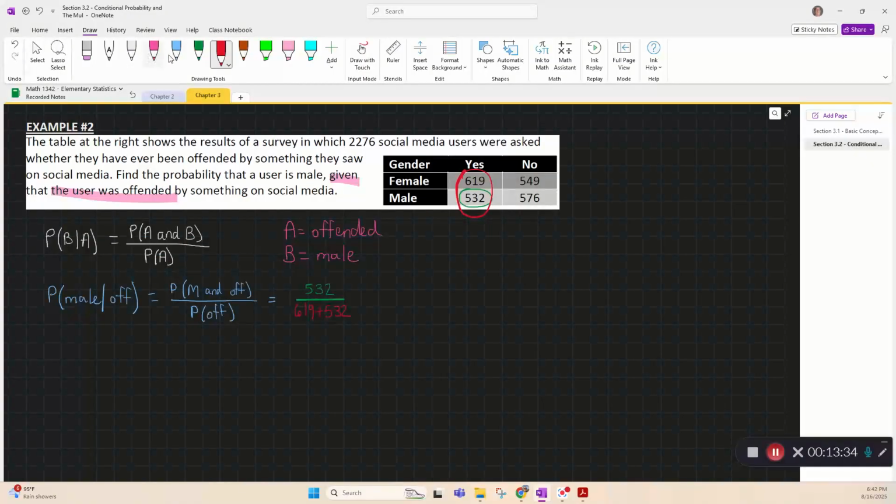There we go. Now we just calculate. So that's going to be 532 over, if I add those together, I get 1,151. Which as a decimal comes to 0.462. Okay, not bad.